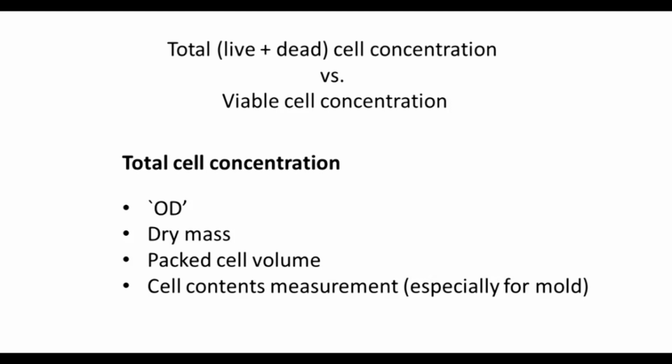Or you could also use cell contents measurements, especially for molds. We said, if you remember, the molds were organisms that grow by extension of hyphae. So the number of cells may not be an indicator, it's just one cell, but increasing in mass through extension of hyphae. For such kind of organisms, we measure the contents of the cell. So those are the methods for total cell concentration measurement. Let us see the principles one by one.